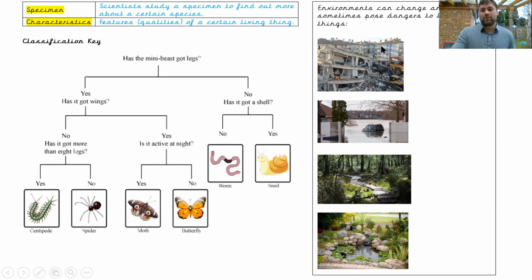On the right hand side here, we've got environments can change, and this can sometimes pose dangers to living things. Where we live, for example, many years ago, it was probably just grassland or forests. And over the years, we've cut them down and we've built our houses, which means that there probably were animals living there that now don't live there. We have a look at the Amazon rainforest. Many species in the Amazon rainforest are endangered because of deforestation, by putting new farms in. They're destroying the homes of animals. So changes in environments can sometimes pose dangers to living things. And then here on the right, we have our classification table, our classification key.